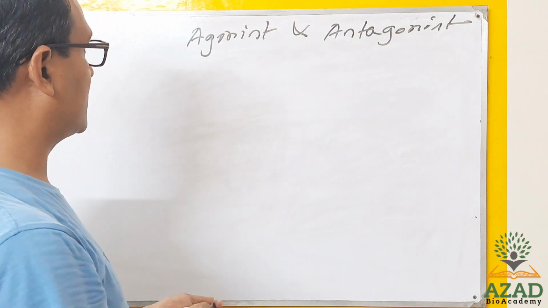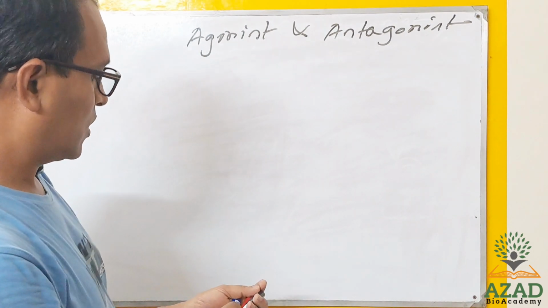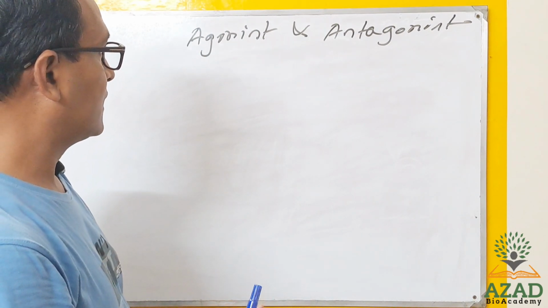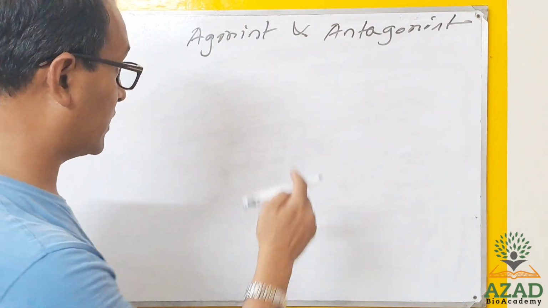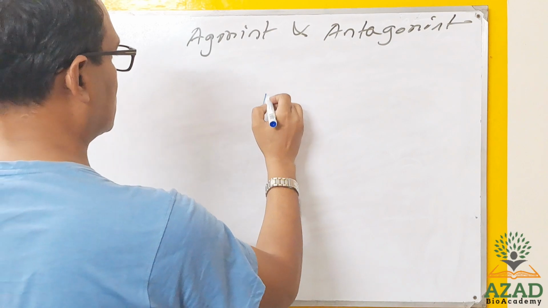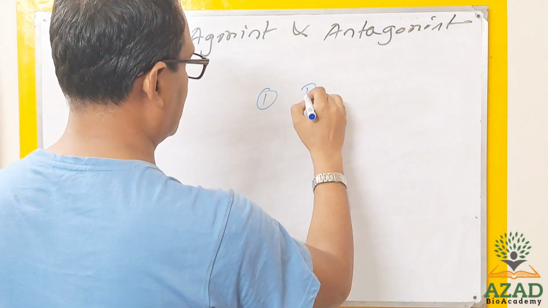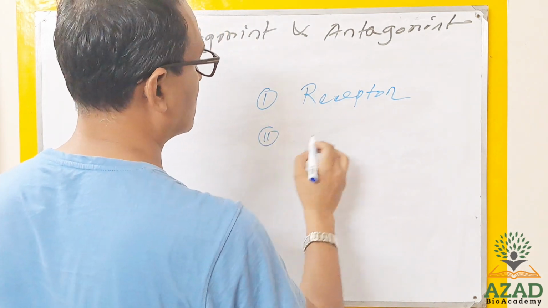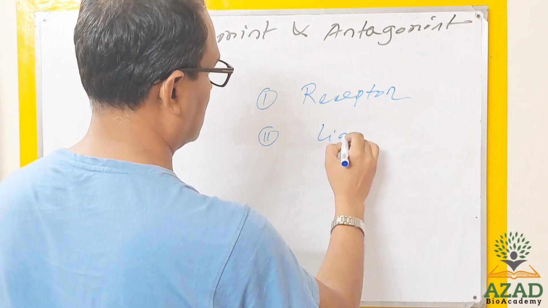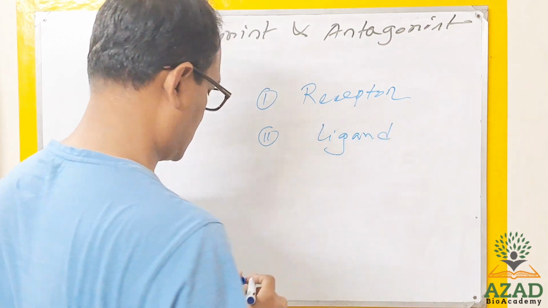Before going to details, I will just give you some basic ideas which are very much related to agonist and antagonist before going to the main discussion. So the first one is receptor, and the second one is ligand. All right.